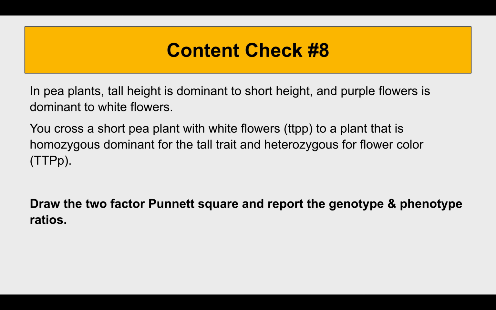All right, our content check. I'm going to have you make a 2-factor cross. I want you to draw the Punnett square for this 2-factor cross, and also report the genotypic ratio and the phenotypic ratio. And I promise it will not be as complicated as the one in lab.